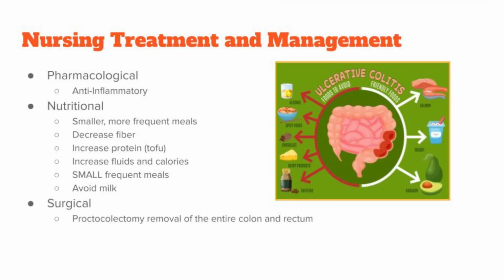So, some nursing treatment and management for ulcerative colitis includes pharmacological therapy. This includes anti-inflammatories such as corticosteroids. There's also the nutritional management. Oftentimes, we educate patients to have smaller, more frequent meals, have a decrease in fiber intake, increase protein intake, increase fluids and calories, and avoiding milk. There's also the surgical management, such as the proctocolectomy, which is the removal of the entire colon and rectum.